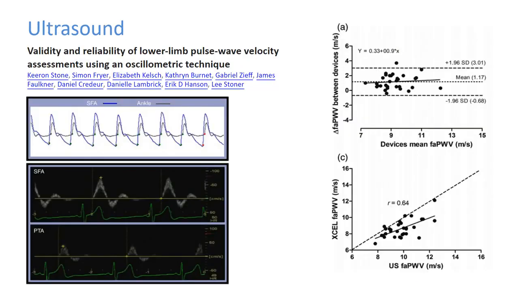We can also use ultrasound to assess pulse wave velocity. Here we measure the velocity waveform at the proximal and then distal sites, and we can gate it to the ECG to determine the transit time. In this example, we were validating leg pulse wave velocity measurements.